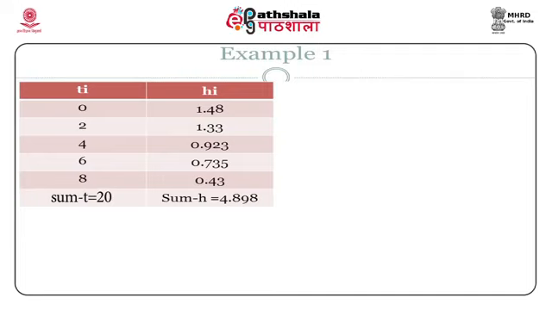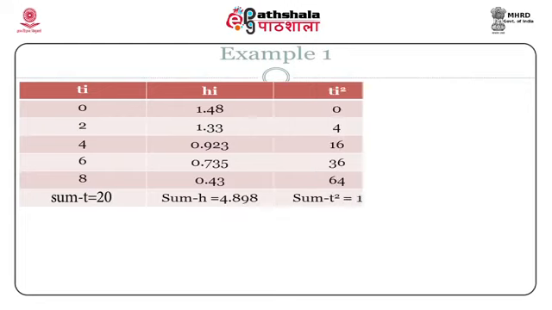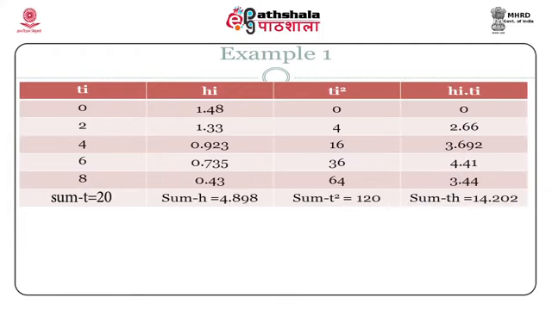First is sum t, the second is sum h, then sum t square. So Ti square, I am taking the square of that. So 0 square is 0, 2 square is 4, 4 square is 16, like that, and you add up and that gives me 120. Then you take hi into Ti, the product of the first two columns, and then you sum over that column, that will give me sum th. So the first column gives sum t, the second column gives sum h, the third column gives sum t square, and the fourth column gives sum th.